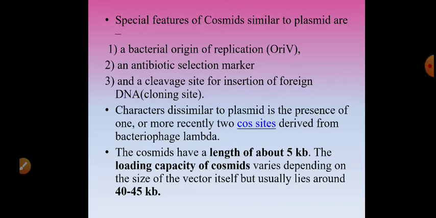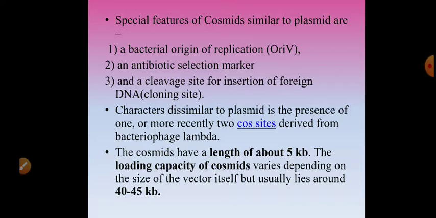Now, if you want to study the characteristic features of a cosmid, the features that are similar to plasmid are: every cosmid contains bacterial origin of replication, which is called ori. It contains antibiotic resistance gene, which is a marker gene. It contains cloning sites where you can cleave the vector by restriction enzyme and insert the foreign DNA inside it. And a cosmid has a very small size.